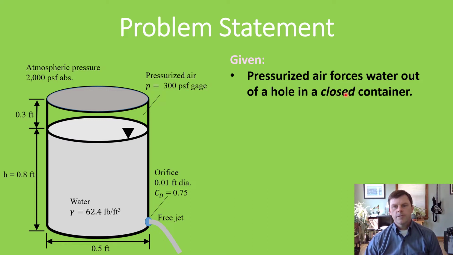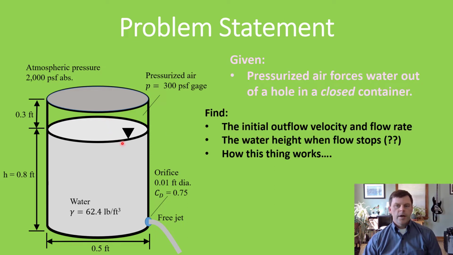And the key difference for this particular example is that the container is closed, so the air is not allowed to enter or leave the container. What we're trying to figure out is, at this instant shown, what is the initial outflow velocity and flow rate? I'll just give you the flow rate. And then what is the water height when the flow stops? And I guess related to that is, why would the flow eventually stop? We'll talk through that in a second.